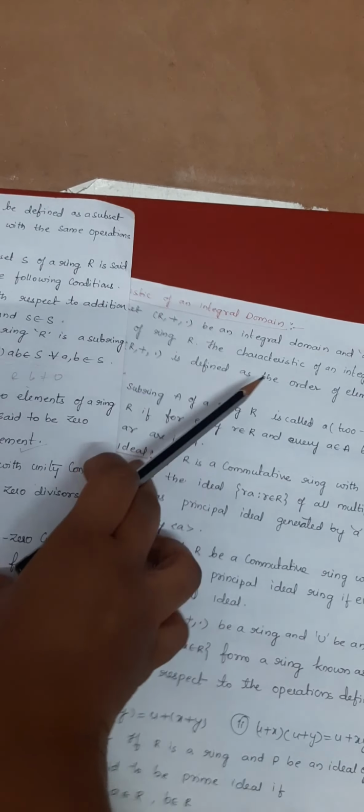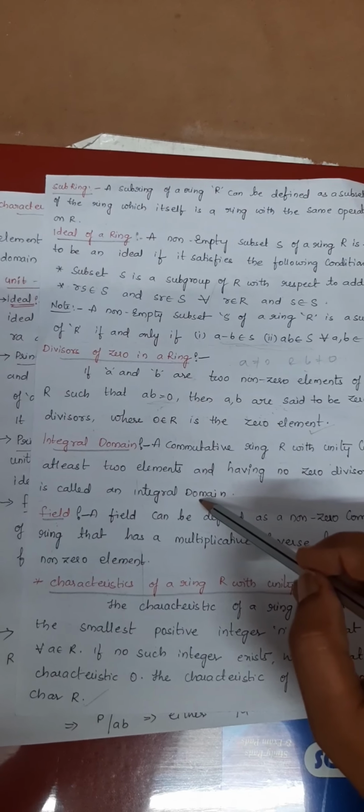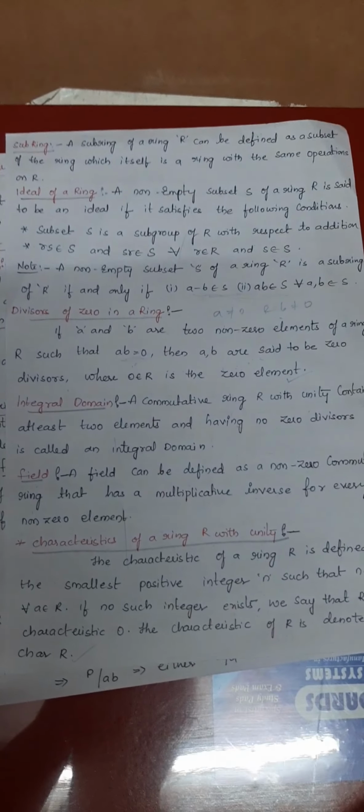Here we have seen divisors of 0 in a ring, integral domain, field, and characteristic of a ring R with unity. Based on this, we have three to four theorems which are very important. We will discuss them in the next video.